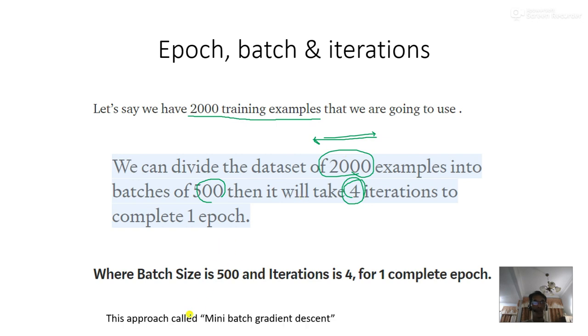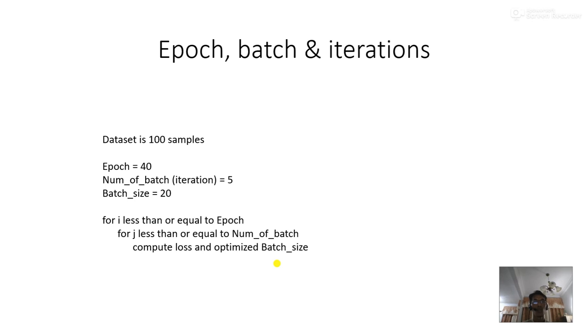This protocol is also called mini batch gradient descent. So if you hear the term mini batch gradient descent, basically this is it. You have 4 mini batches, and these 4 batches go through 4 iterations to complete the 2000 examples in one epoch.